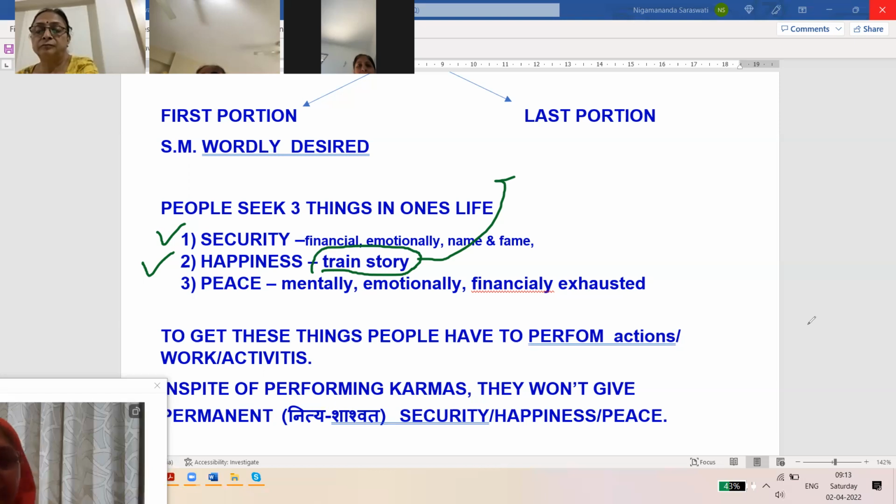So what is the purpose of life? What are we seeking in life? The first is security and the second is happiness. And the third thing we seek in our life is peace. Shanti, shanti, shanti, we say, we need shanti. Shanti from what? Shanti of what?